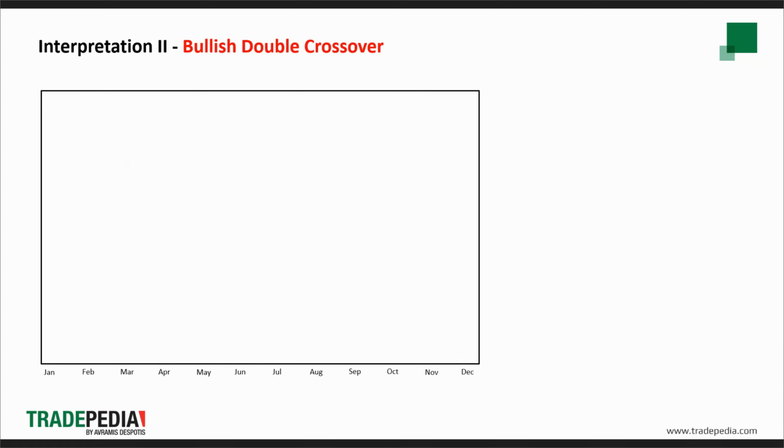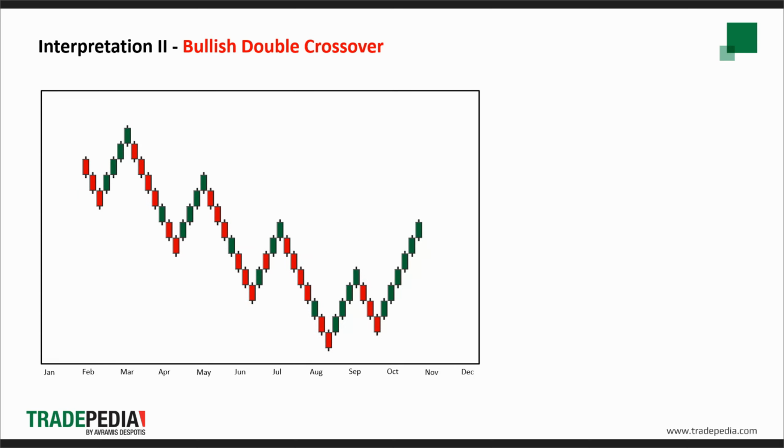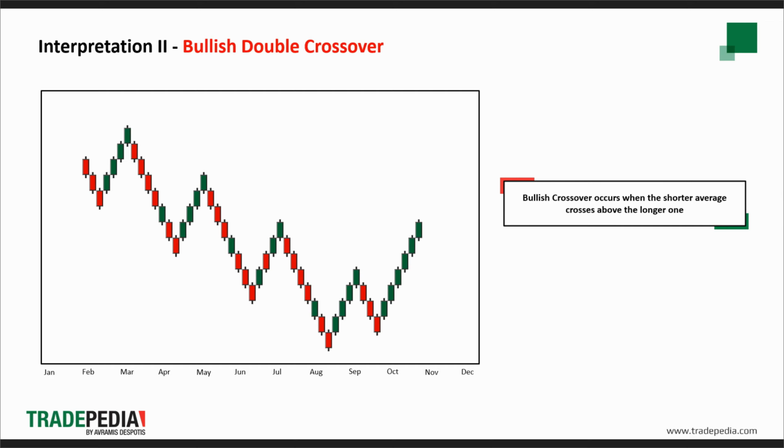Let's look at the example. A bullish double crossover. Let's look at price. You can see over here, a bullish crossover occurs when the shorter moving average crosses above the longer one. So the shorter-term moving average crosses above the longer-term moving average. That's when you generate a bullish signal.